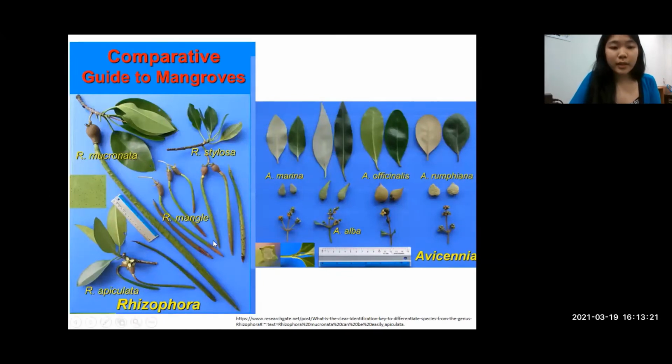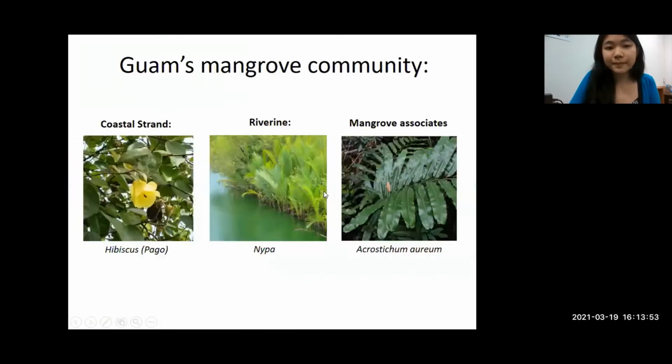We can also look at the propagules and the leaves and flowers as well to help us identify our species. So for Guam, we have reports of mucronata, stylosa, and apiculata. The propagules are a little bit more curved for our apiculata, and a little bit for our stylosa. And then for our Avicennia, we have Avicennia marina and alba. And alba is a little bit pointier for both the leaves and the propagules.